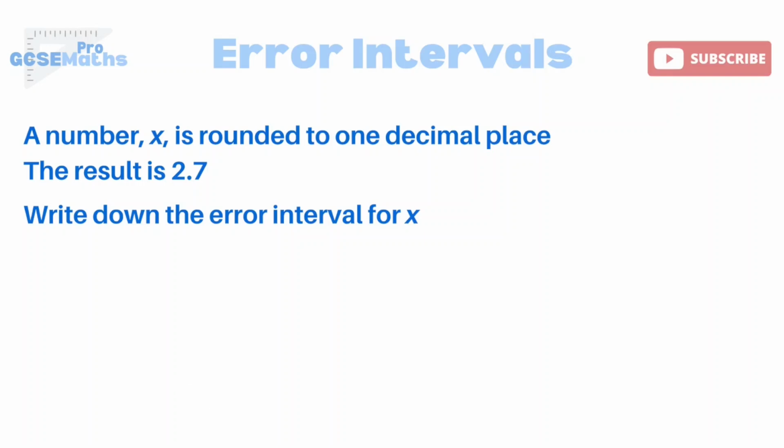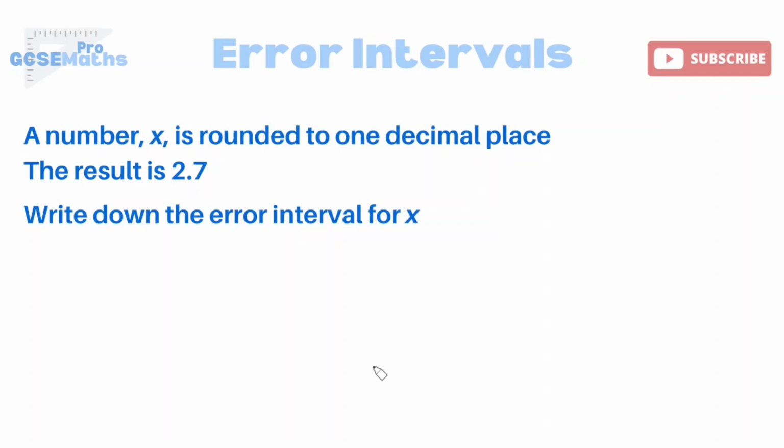So the first type of question we're going to go through is a question where it's very, very similar and pretty much the same concept as upper and lower bounds. So for example, we have here a number, x, is rounded to one decimal place. The result is 2.7. Write down the error interval for x. So what that means is we've got a number, we don't know exactly what it was originally, but we know that when they rounded it to one decimal place, it gave them 2.7.